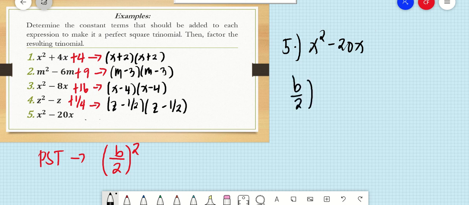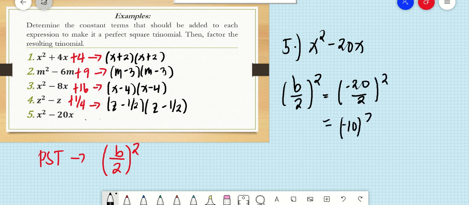Okay, for number 5, x squared minus 20x. Again, b over 2 squared. So negative 20 divided by 2, raised to 2, is negative 10 raised to 2, because negative 20 divided by 2 is negative 10. And negative 10 raised to 2 is positive 100. So we add 100 to this expression.